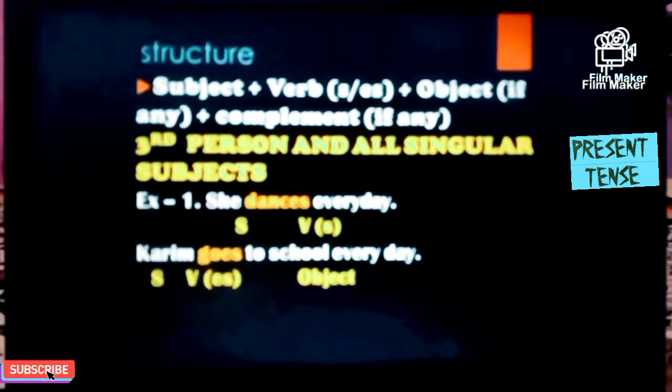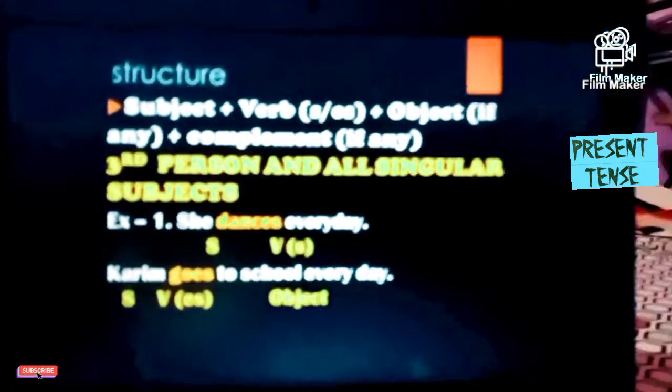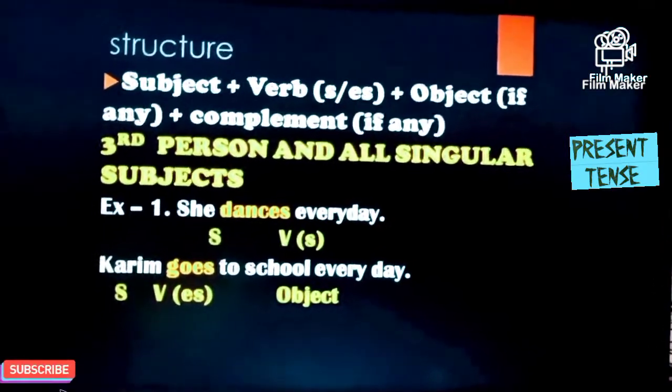Example number 1. She dances every day. Look at the subject here. The subject is she. That's a singular third person. Dances.